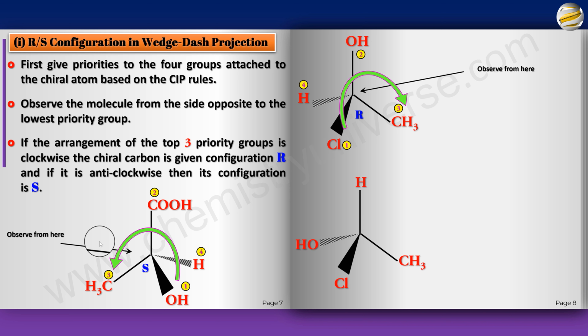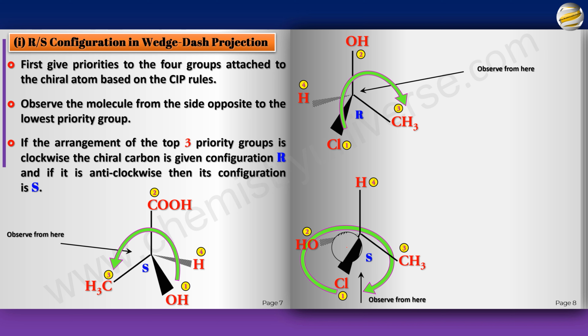Now let's take this one. 1, 2, 3 and 4. Where do you see it from? Bottom, opposite to 4. So I go from 1 to 2, then 2 to 3. Which direction is this when you look from the bottom? It is not R. Right now from the top, if you view, it looks like R, clockwise. But remember, you're viewing it from the bottom. So when you go from 1 to 2, 2 to 3, it is anti-clockwise. The molecule is S.